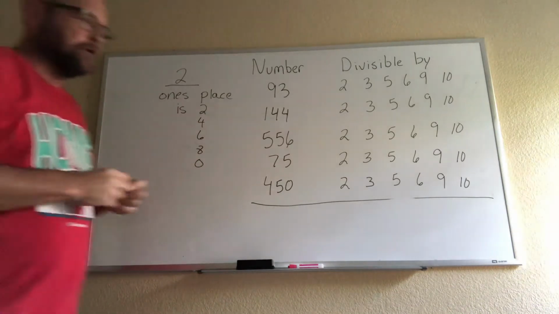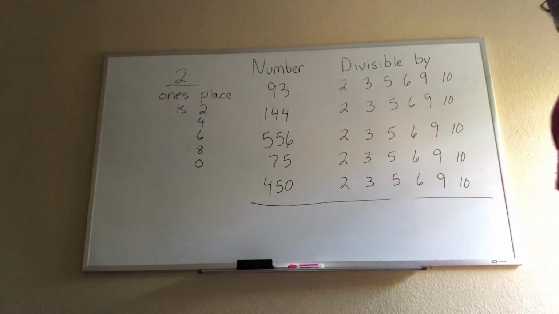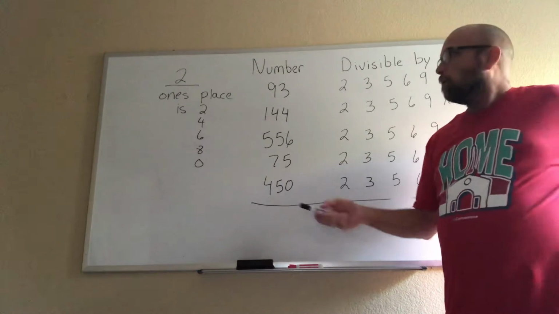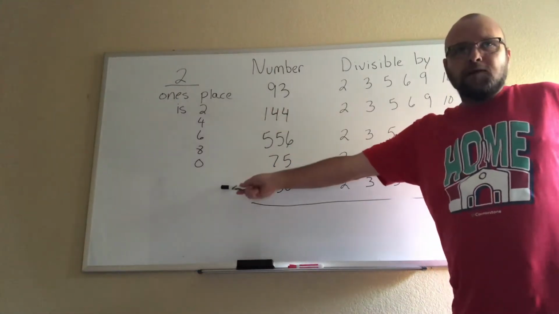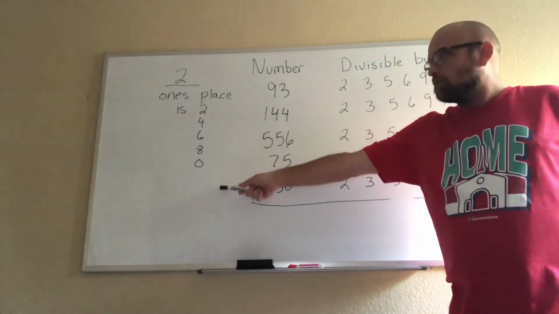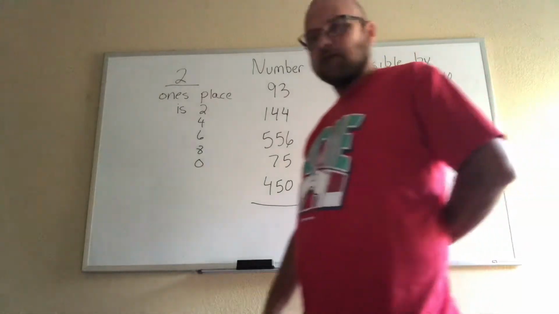So to see if a number is divisible by 2, or if 2 is a factor of a number, which means 2 times something will equal that number, then all we have to do is look at the ones place. And if the ones place has a 2, a 4, a 6, an 8, or a 0, then it is divisible by 2. And 2 is a factor of that number.